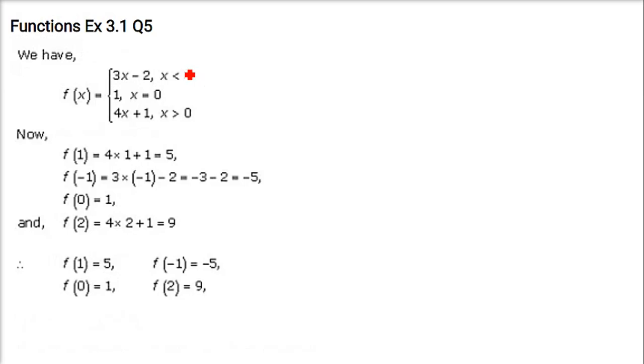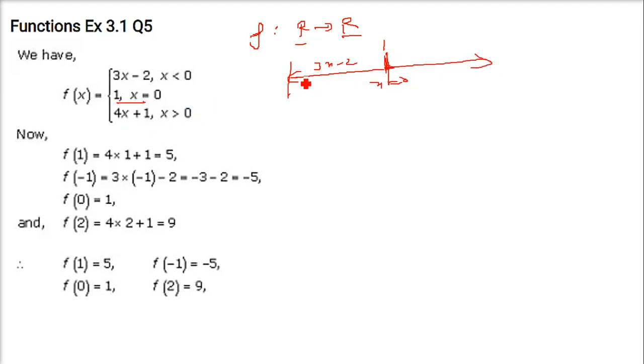In this question, we have a function f from R to R, that is real number to real number, and this is defined as this one. If x equal to 0, then you have 1. If x is less than 0, it will be 3x minus 2. So there are 3 partitions, and now we have x greater than 0. So everywhere here you will use 4x plus 1.